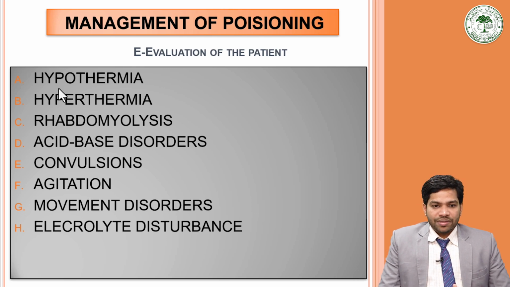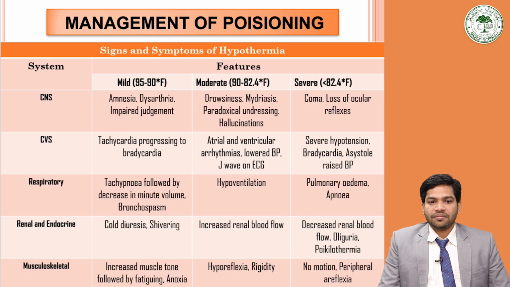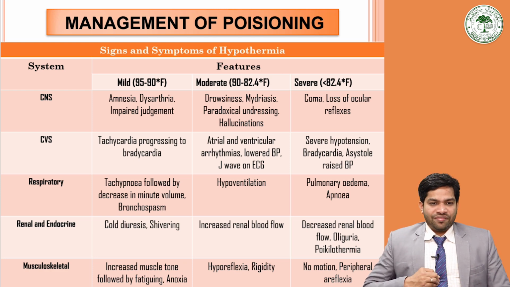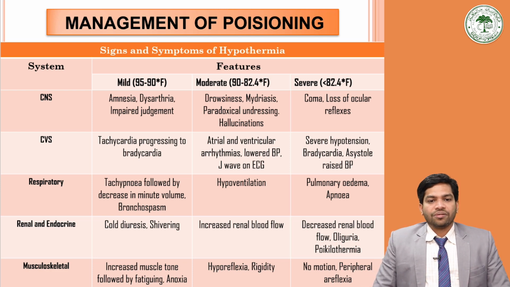That may be hypothermia, hyperthermia, rhabdomyolysis, acid-base disorders, convulsions, agitation, movement disorders, electrolyte disturbances. Coming to hypothermia, depending upon the temperature of the body, different manifestations may be present in the patients. In the CNS manifestation, at mild hypothermia, there will be amnesia, dysarthria, impaired judgment. Whereas in moderate hypothermia, there may be drowsiness, mydriasis, paradoxical undressing, hallucinations.